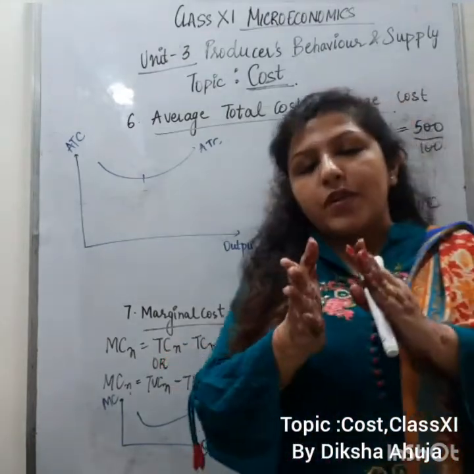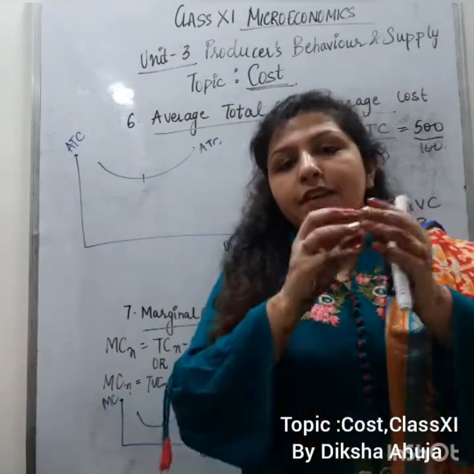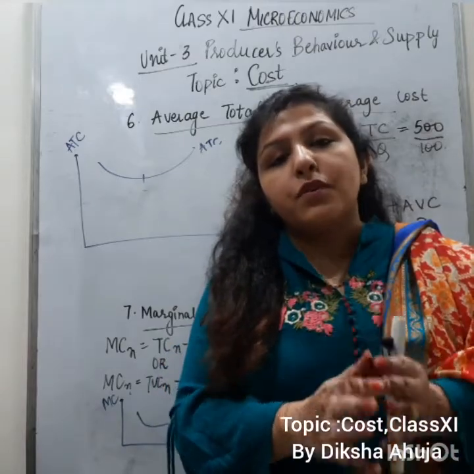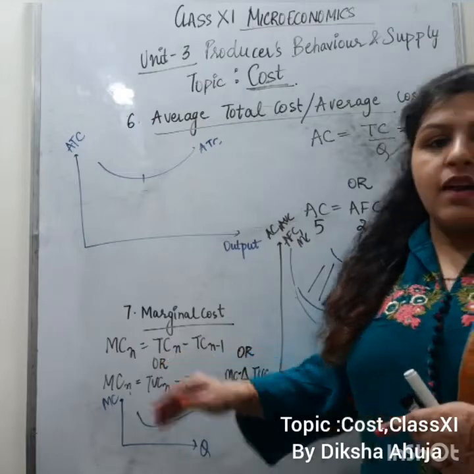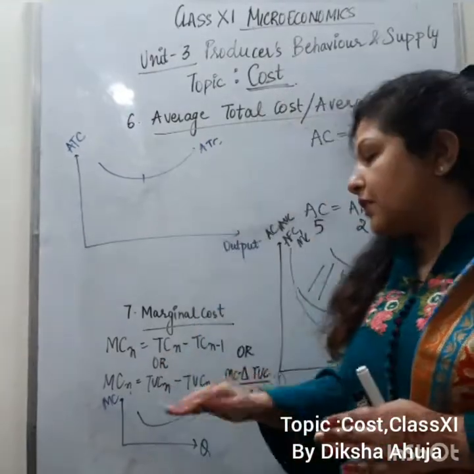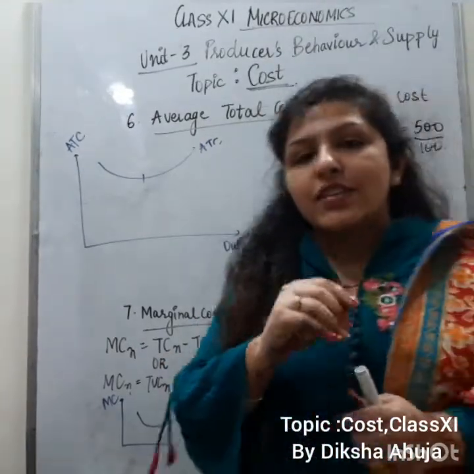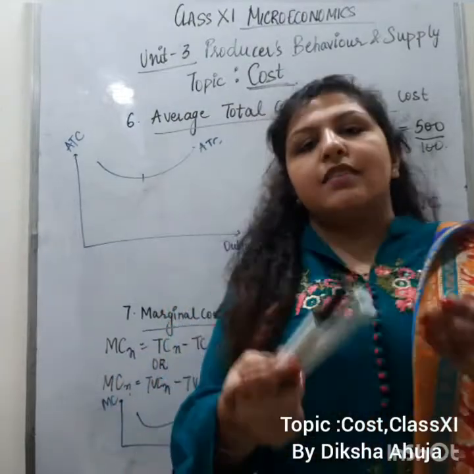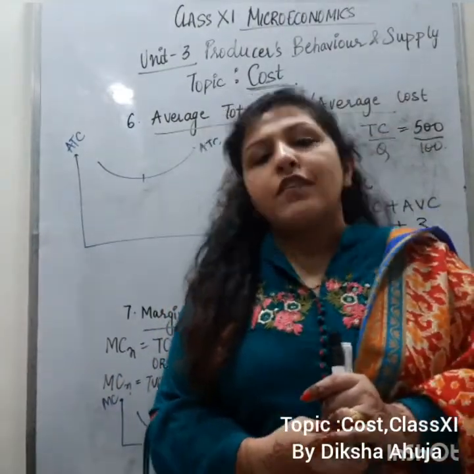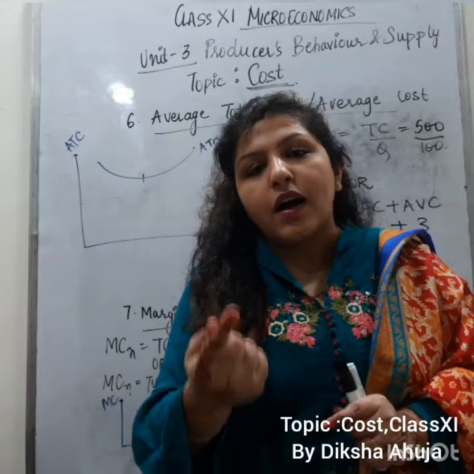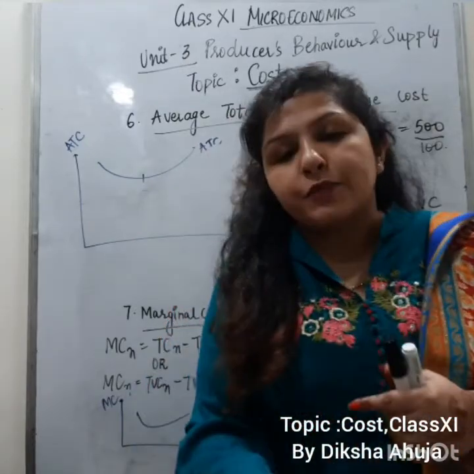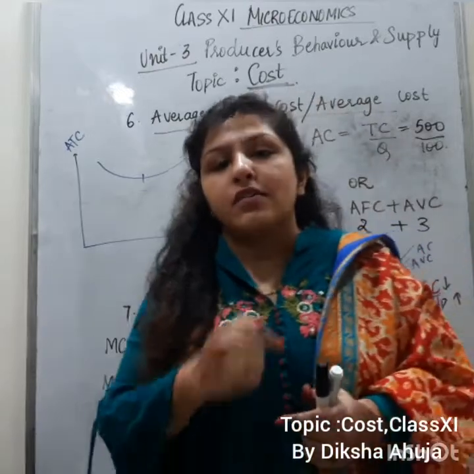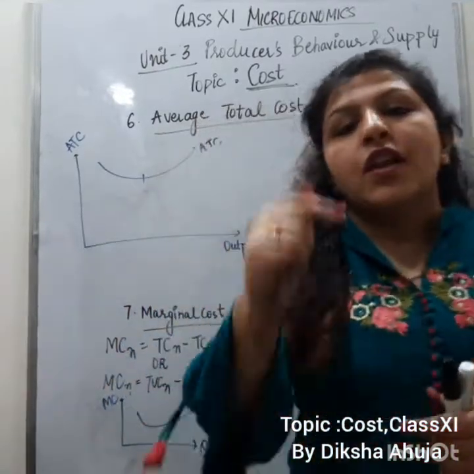So if a numerical comes and any formula is being used, try to use TVC instead of TC. If any question comes, try to use TVC as a priority. So marginal cost is the additional cost incurred by the production of one more unit of output. When one more unit of output is produced, that is known as marginal cost. If I am producing one more packet of Uncle Chips, the additional cost incurred is marginal cost.